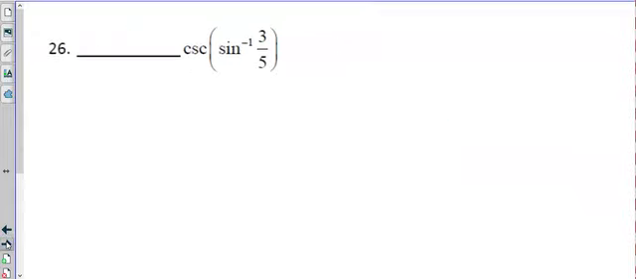Number 26. Start with finding sine, or drawing a triangle for sine, where you have opposite of 3 and hypotenuse of 5. Something like that. Opposite is 3. We're looking for cosecant. Cosecant is the reciprocal of sine. Yeah, so that's nice. We don't really have to do any more work.